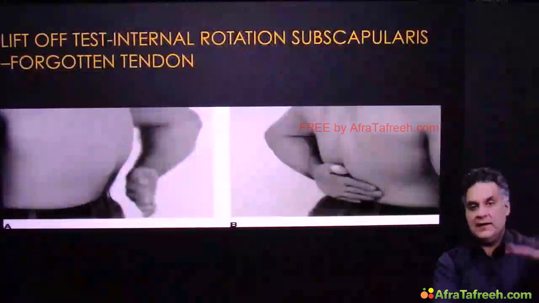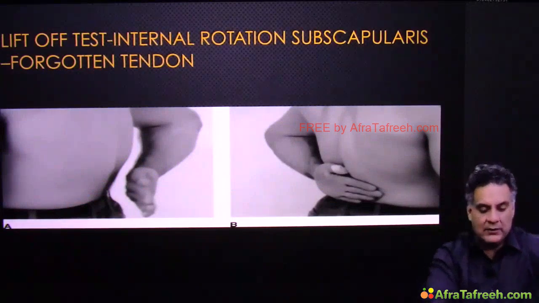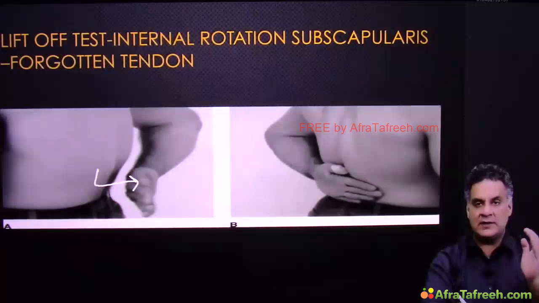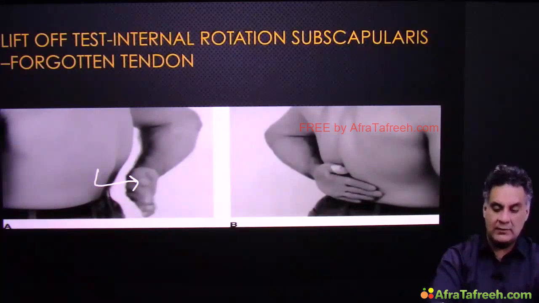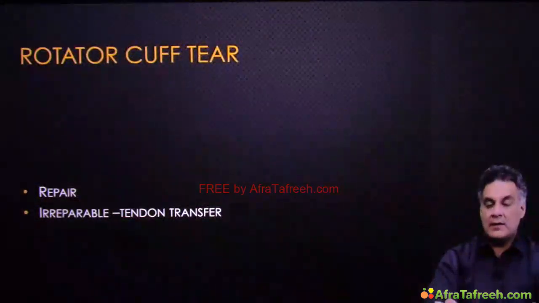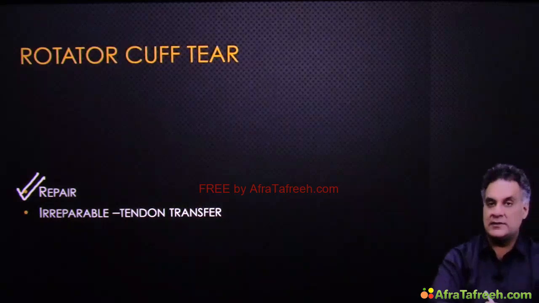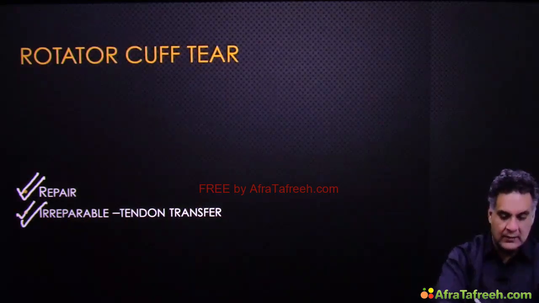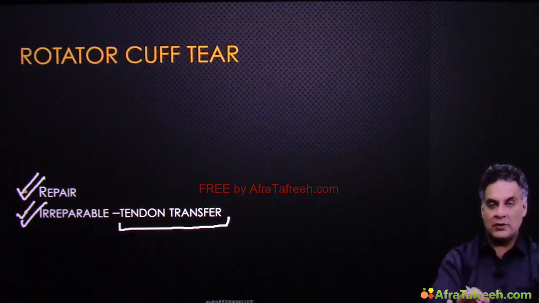So when I take my hand and take it towards the back, this is internal rotation. If I am able to lift it up, it means my internal rotator subscapularis is intact, called as lift-off test. And if I am not able to do that, it means there is damage to the subscapularis tendon, so internal rotation can't occur. Remember, when you have a rotator cuff tear, you do a repair in a young patient. But if it's an irreparable tear, do a tendon transfer. This is the protocol for managing the rotator cuff tears.